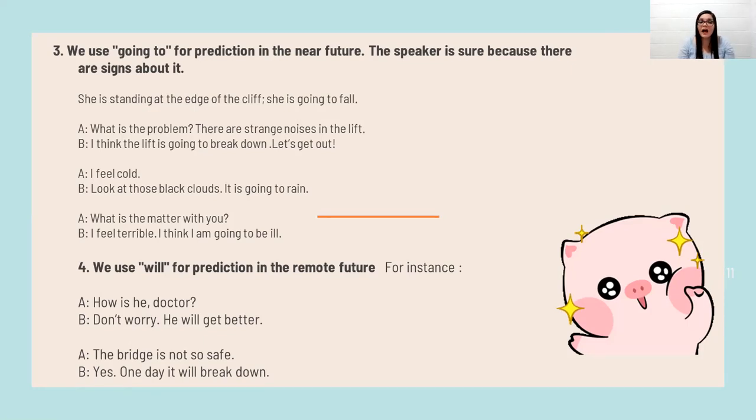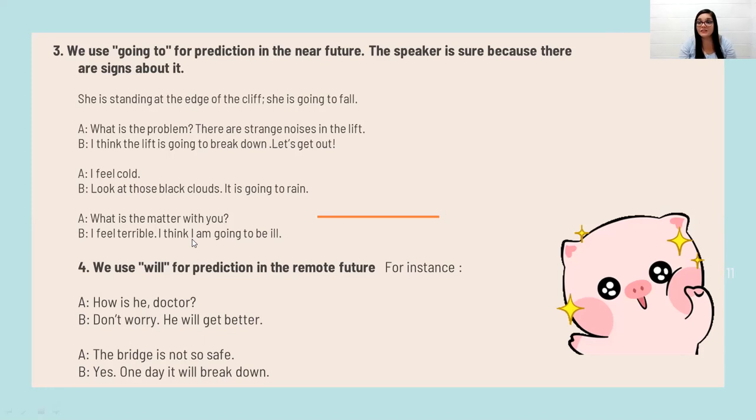Another example says, "I feel cold. Look at the black clouds. It is going to rain." You're obviously watching, wow, and you have seen the sky and probably it's very cloudy and you see very black marks over there. So you're probably guessing, but you see evidence. So you're not guessing very much. You have some evidence that supports your argument. So you're using "be going to" for expressing future. "What is the matter with you?" "I feel terrible. I think I'm going to get sick." I think I'm going to get ill. I think I'm going to be ill. Why?